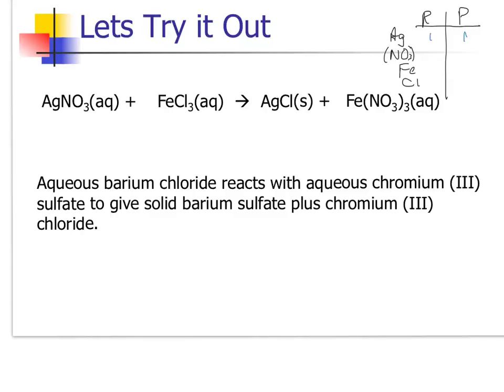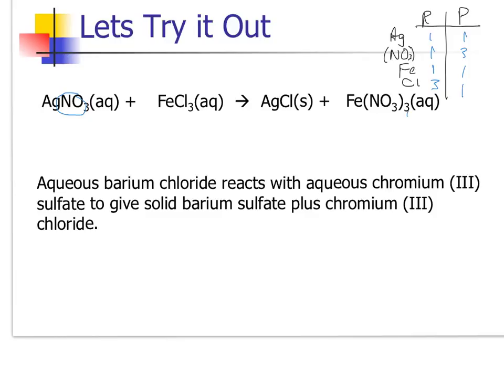You might be thinking, well, why did you do it? Well, if I look at my nitrate, I have 1 nitrate, not 3, because everything that's there is just 1. And then I have 3 on my product side. Iron, I have 1 and 1. And then my chlorine, I have 3 and 1.